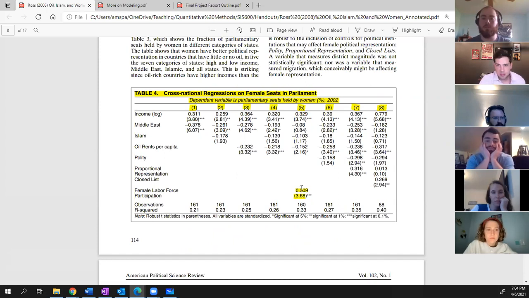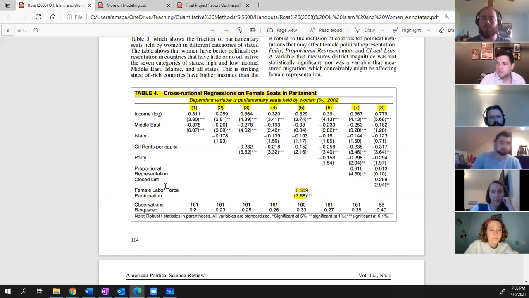Then, and this is to Patrice's question before, let's add in female labor force participation and see if there is an independent effect of oil rents when controlling for female labor force participation. And so, again, as I said before, this is a way to go about doing that. I don't think it's the best or most methodologically sound way to do it, but it's valid nonetheless.